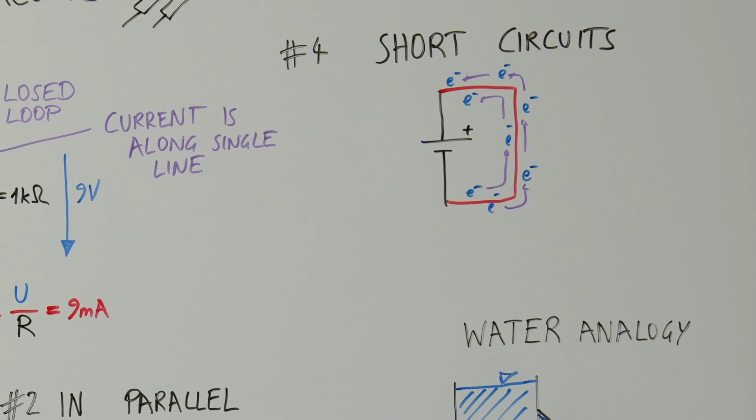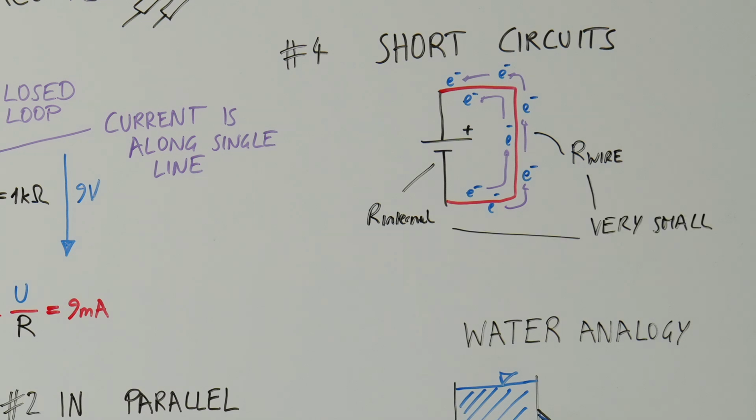Remember, the number of electrons that can flow per second depends on the resistance that is standing in the way of the electrons. In this case, the only resistance standing in the way is the resistance of the wire and the internal resistance of the battery. This resistance is very small and corresponds to a water tube with an almost infinite diameter, which means that the flow rate of our current is astronomically high.